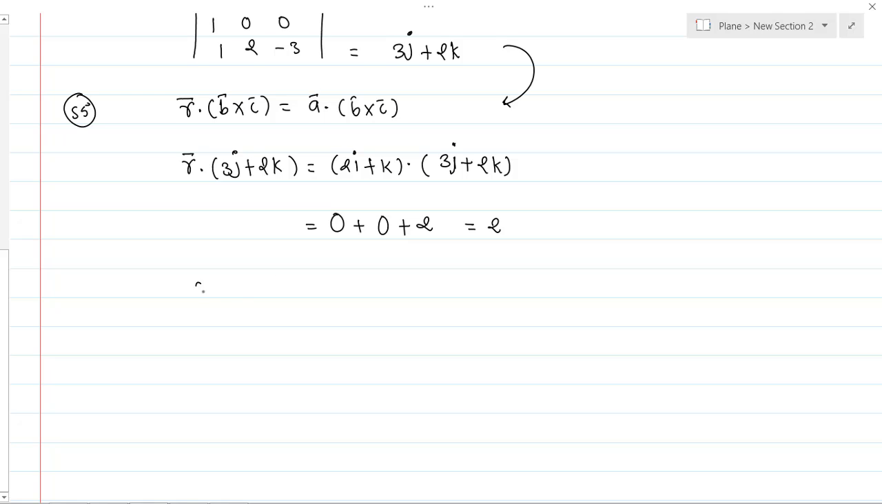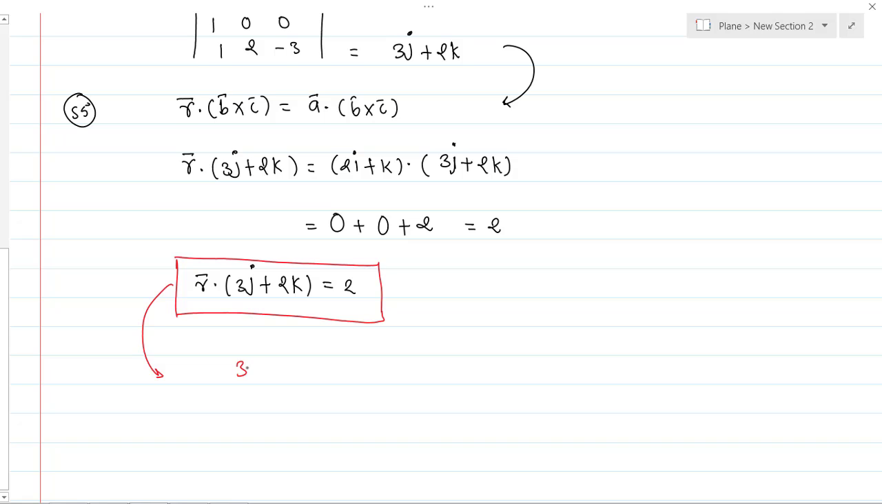So what is the final answer? r bar dot 3j plus 2k equals 2. This is my final answer for the given question. So the equation of the plane in scalar product form is r bar dot 3j plus 2k equals 2. Now moving one step ahead, how do we find the Cartesian equation? Just replace i, j, k by x, y and z. So here we will have 3y plus 2z equals 2. This is the Cartesian equation of the given plane.